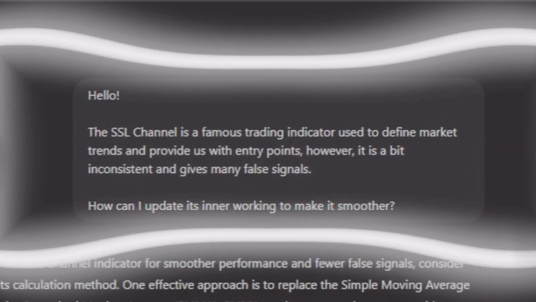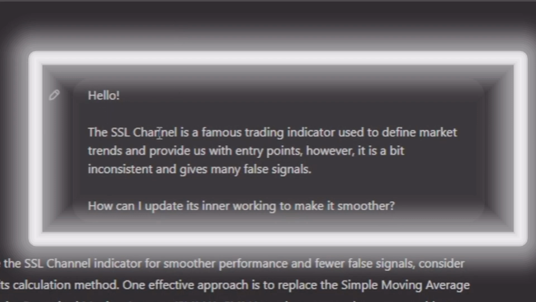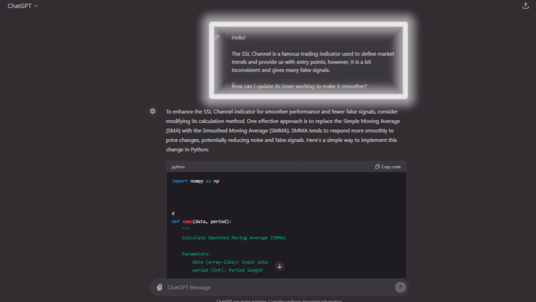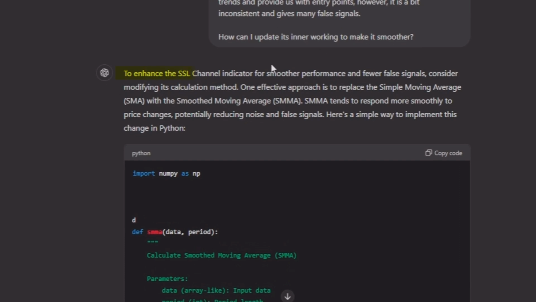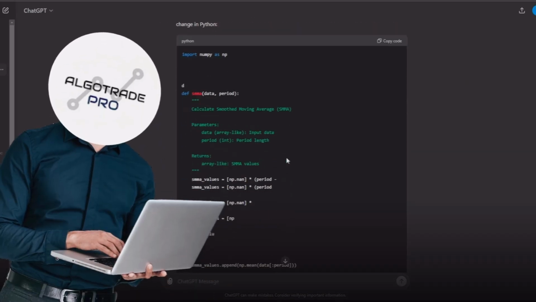As such, here's the message I sent to the chat, where I asked how can I modify the SSL channel calculation method to make it smoother, and its response was quite straightforward. To enhance the SSL channel indicator for smoother performance and fewer false signals, consider replacing the simple moving average with a smoothed moving average. A smoothed moving average typically responds more smoothly to price changes, potentially reducing noise and false signals. And ChatGPT even provided me with a Python code. Therefore, I will test this idea.